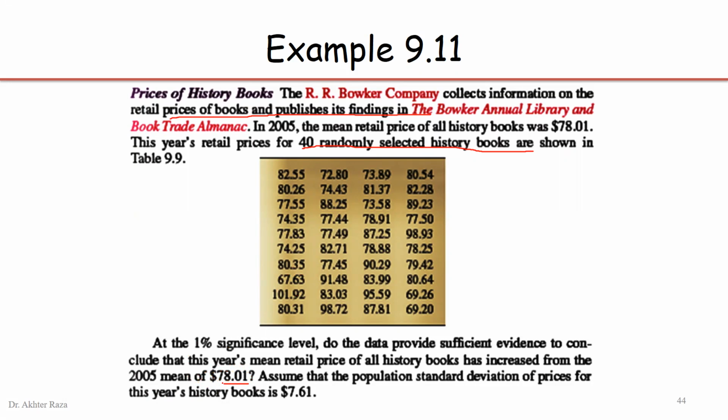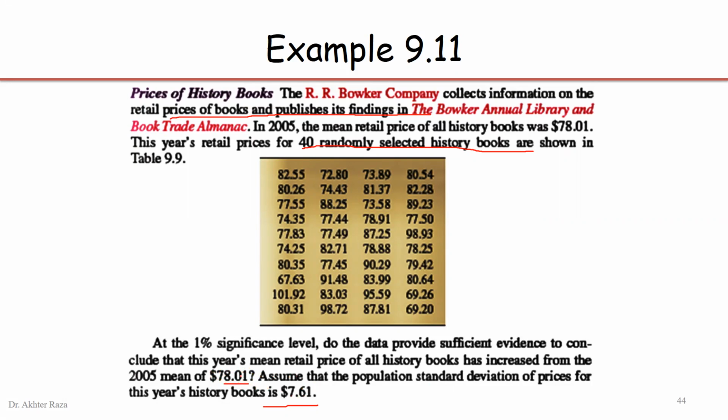This is the 78.01. This is the value of the hypothesis mu naught. We have to check the sample mean value against this population mean value. Assume that the population standard deviation is 7.61. The population standard deviation is given, so we can use the Z statistics, and this is the value in the hypothesis for which we have to check the mean.